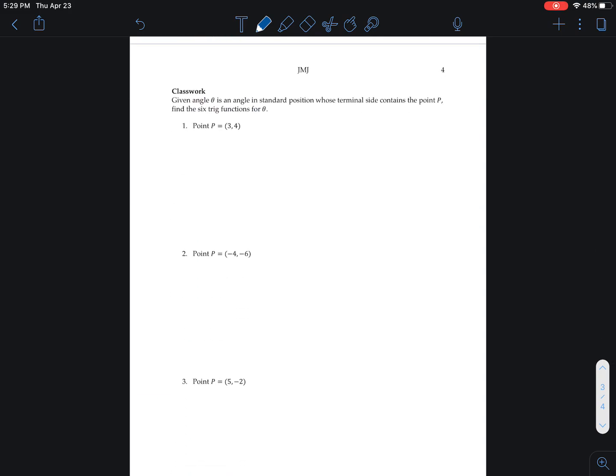Okay? For your classwork, here are 3 problems, right? Quadrant 1, this is in quadrant 3, and this is in quadrant 4. The first one's a little straightforward. Number 2 and 3 may be a little difficult, but do your best on that, and then we'll go over it.